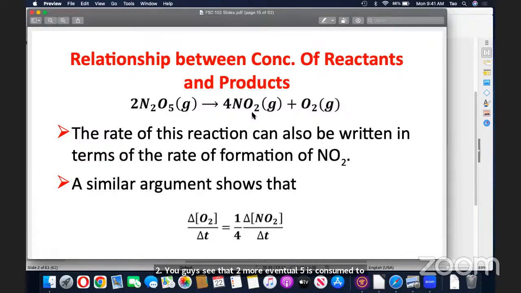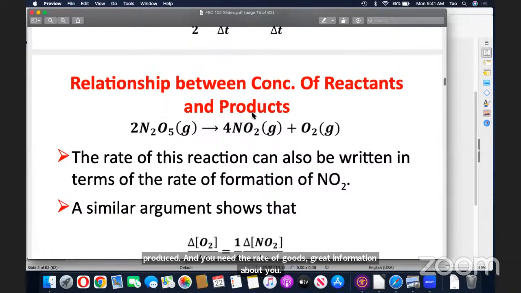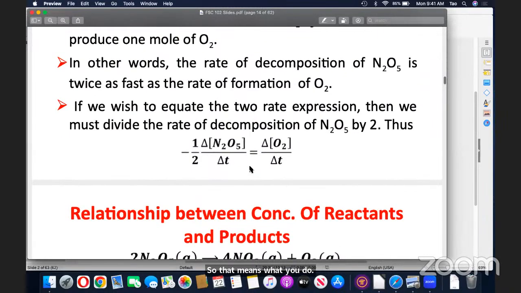It means the rate at which N2O5 is consumed is twice as fast as the rate at which O2 is produced, and you need the rate of formation of O2. So, just like we did here, you first determine the rate of decomposition of N2O5. When you have that, you know that it is not the rate of formation of O2, because it is faster than the rate of formation of O2.